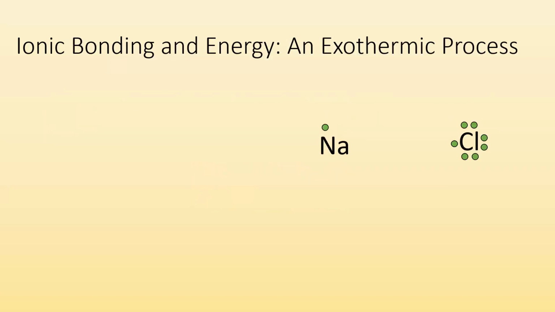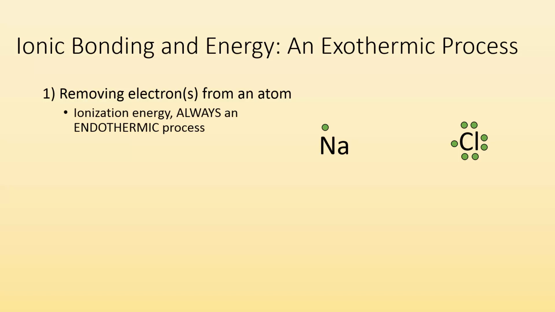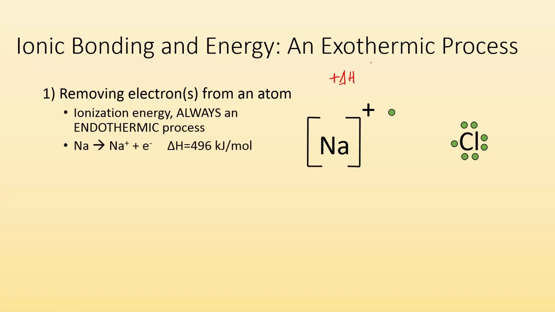So ionic bonding and energy. The whole process overall tends to be exothermic, but let's take a look at the steps. First step, have to remove an electron from an atom. So here we have sodium, and to remove that electron, we always have to put in energy. It's always an endothermic process. So ripping that electron away from sodium is always an endothermic process. It's got a positive change in enthalpy. So that's just something you can look up. What's the first ionization energy of sodium? There it is. It's positive 496 kilojoules per mole.